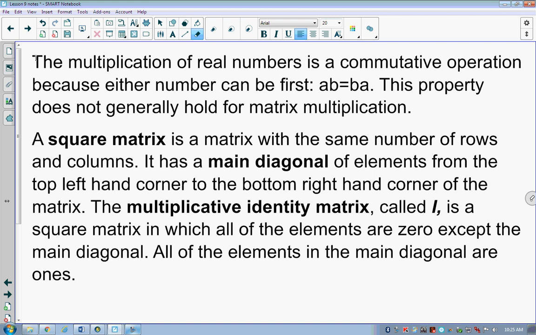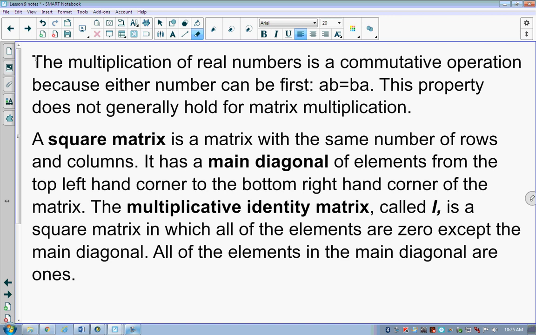The multiplication of real numbers is a commutative operation, because either number can be first or last, but this property does not generally hold for matrix multiplication unless you're dealing with two things that are exactly the same dimension, like a 3 by 3 times a 3 by 3. Then you can switch. But if you're doing a 2 by 4 and a 4 by 12, those things are not commutative. You can't flip them.